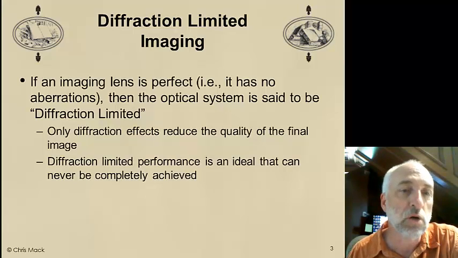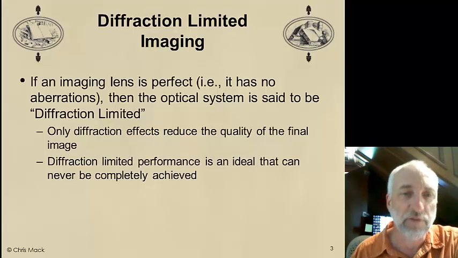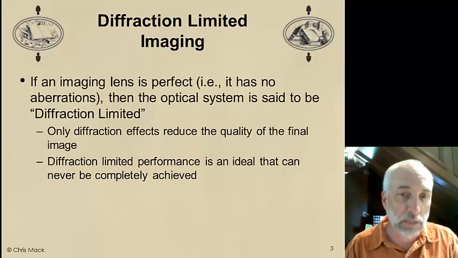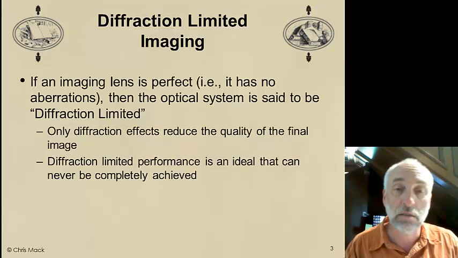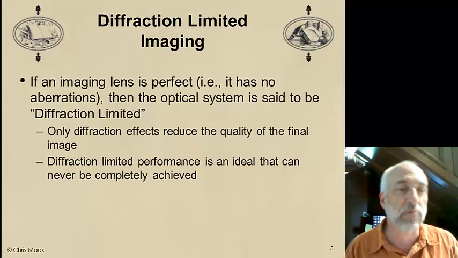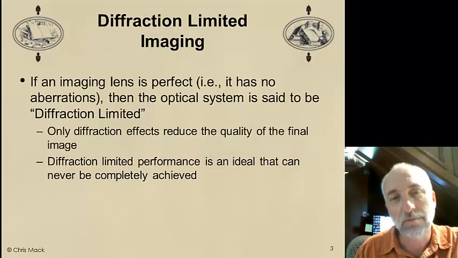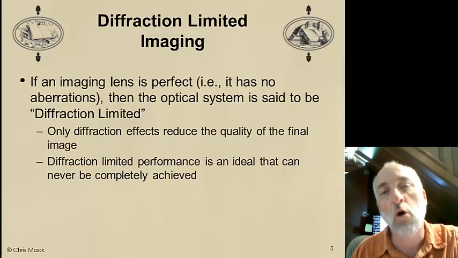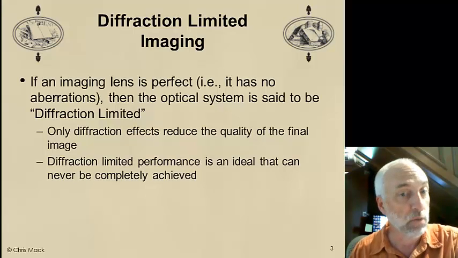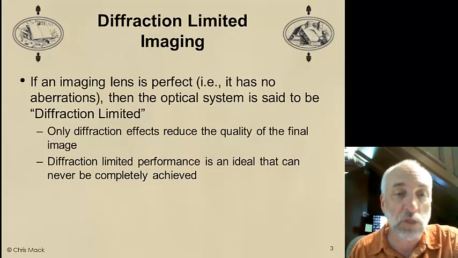It has no aberrations. We'll talk about aberrations later, only very briefly, but we will mention what they are. But basically, aberrations are any deviation from the real behavior of a lens from the ideal behavior. So if a lens has no aberrations, that means it is behaving in an ideal way. Now that's interesting, the fact that we would call an ideal lens system a diffraction limited imaging system. What does that imply? It implies that only the effects of diffraction reduce the quality of the final image.